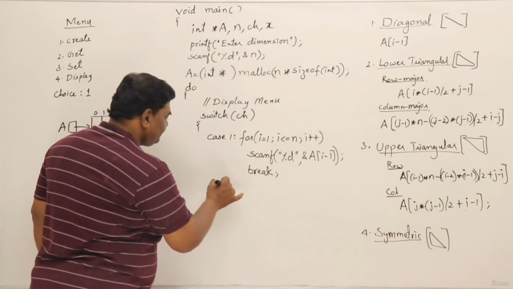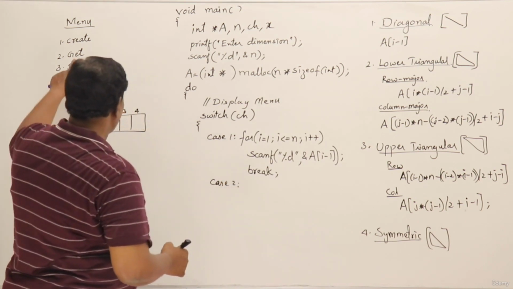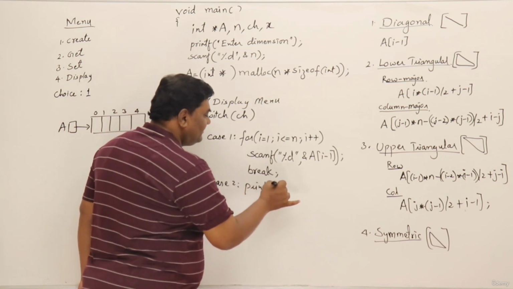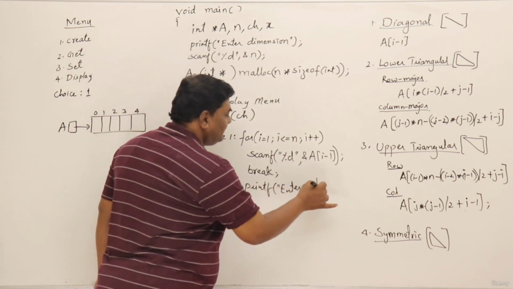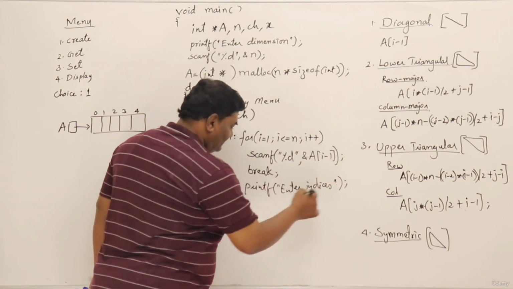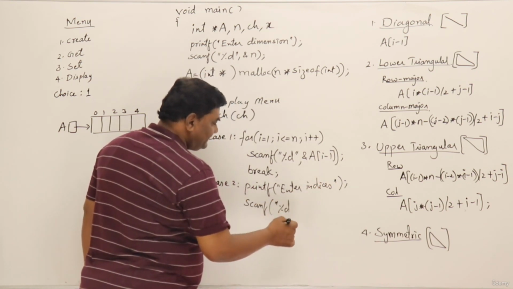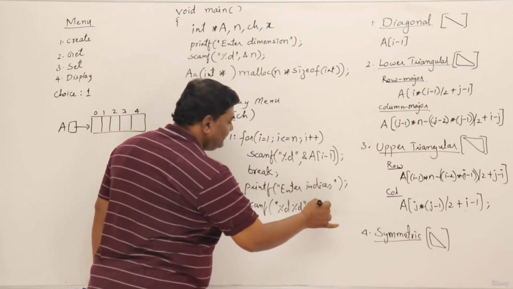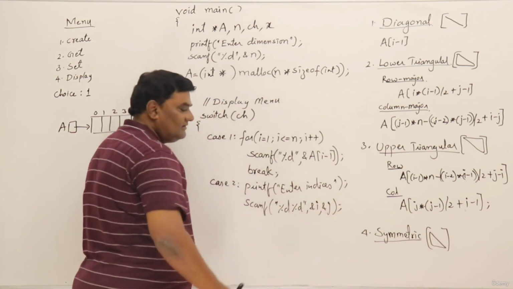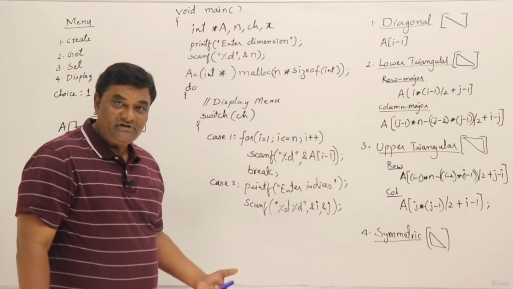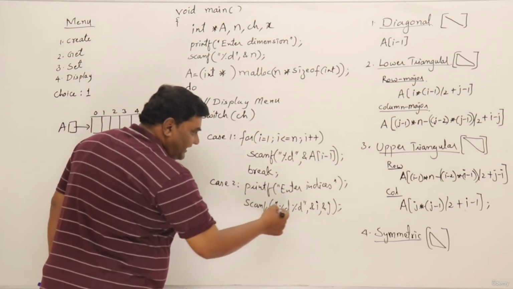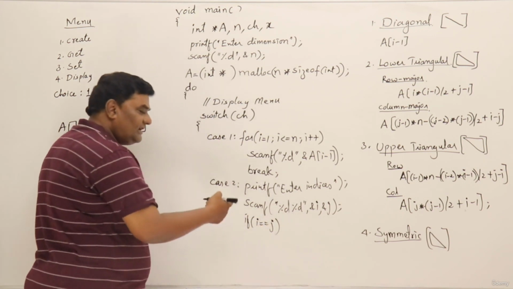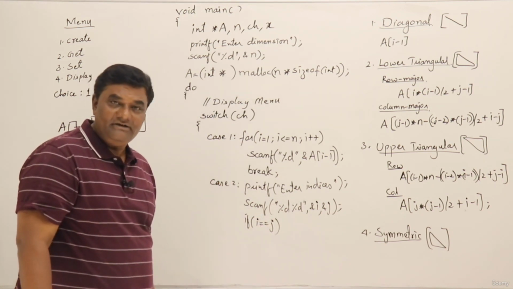Now second case, getting a value from a given index. So here I can say printf enter indices. Then scanf percent d, I should read I and j. Row number and column number, both I should read. Then after reading this one, if I is equal to j, then for this there is a non-zero element available.